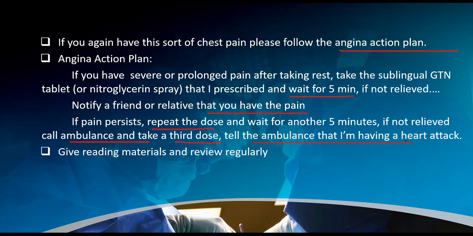So what you are doing: the patient has prolonged chest pain and took rest, but the pain is still there. So take one dose of GTN spray or tablet. Wait for 5 minutes. If it doesn't relieve, call a friend or relative to say that you are having chest pain and take another dose. If not relieved after 5 minutes, call the ambulance and say that you are having a heart attack, and also take the third dose at that time.